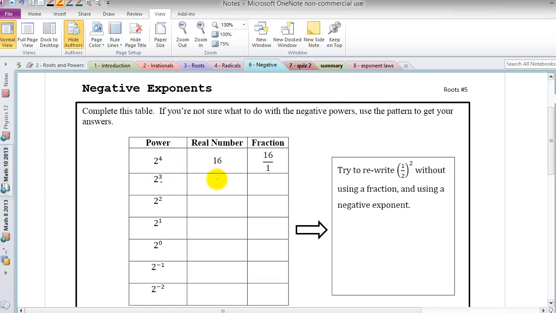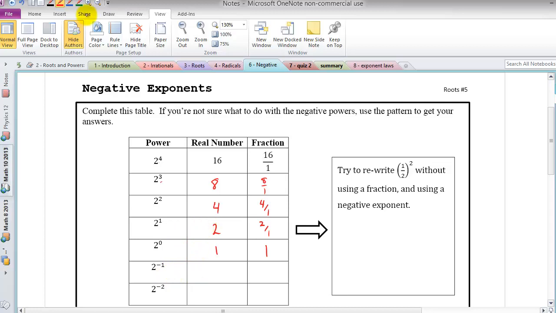2 to the power of 3 would be 8, so 8 over 1. 2 to the power of 2 we know is 4. It could be 4 over 1. 2 to the power of 1 is 2, 2 over 1. 2 to the power of 0, that's 1. Now perhaps we'd get stuck. 2 to the negative power of negative 1. Not too sure what that is.